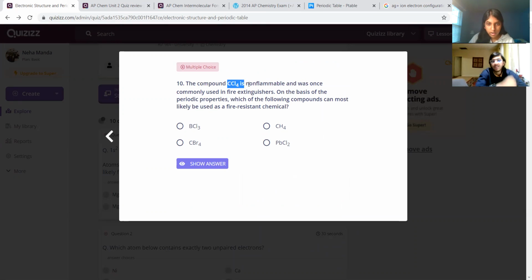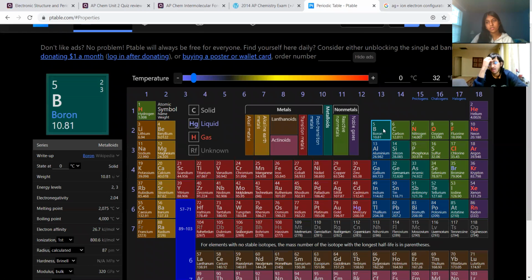So this is non-flammable, based on its properties. So this is nonpolar. So what else could probably be used as a fire-resistant chemical? Probably CBr. What is Br? Why is Br in group 1? Yeah, it might be CH4. Is that bromine? Where is bromine on the periodic table? It's this one. No, that's boron. Oh, no, wait, sorry, I think it's CBr4.